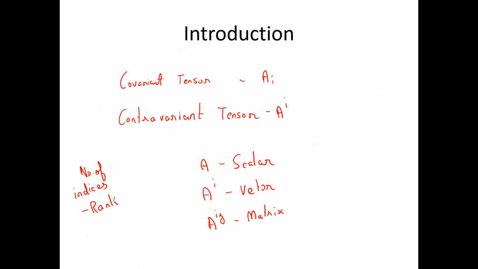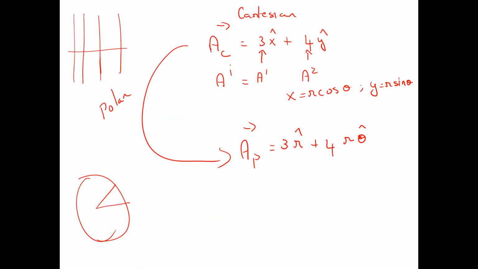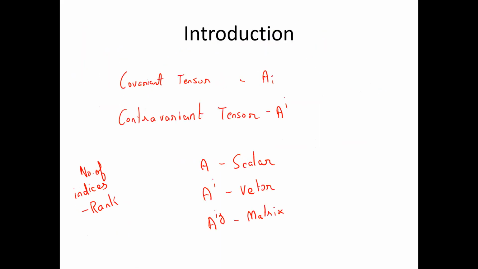So a contravariant tensor transforms. Let's say we are going from Cartesian to polar, right? Cartesian to polar is given by this relationship: x is equal to r cos theta and y is equal to r sin theta. So you should have your relationship between the two coordinates. And a contravariant tensor.